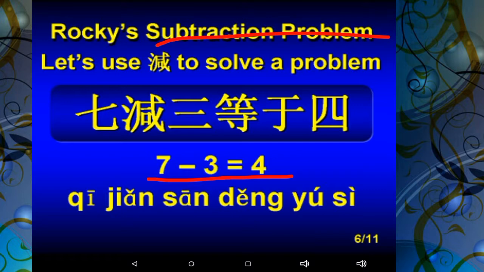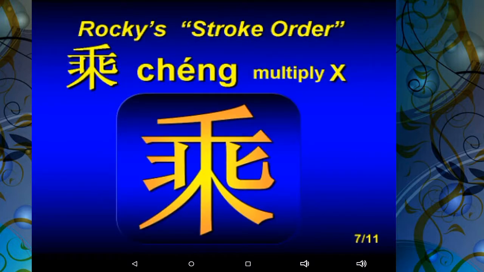7减3等于4. And what is our answer? Our answer is right here. Our answer is 4. Let's move along to our multiplication, our Chun character.